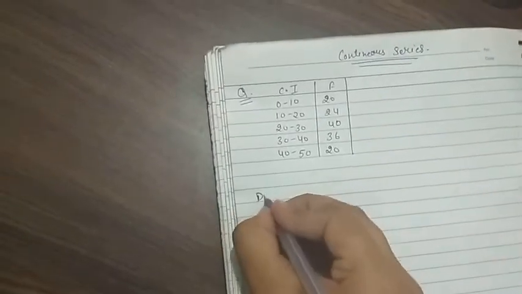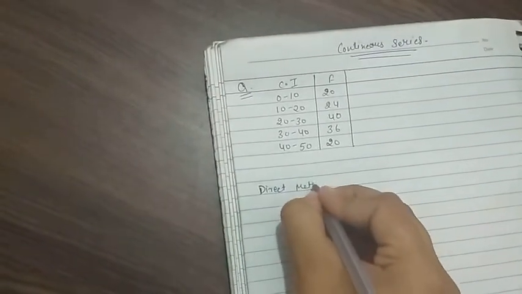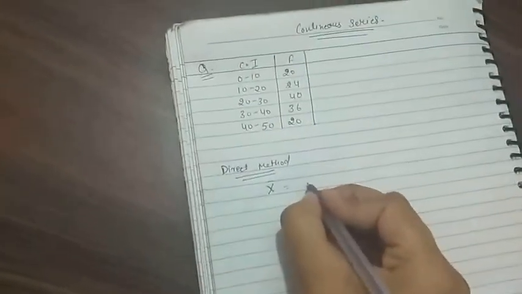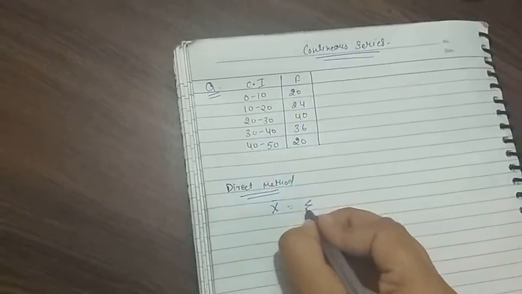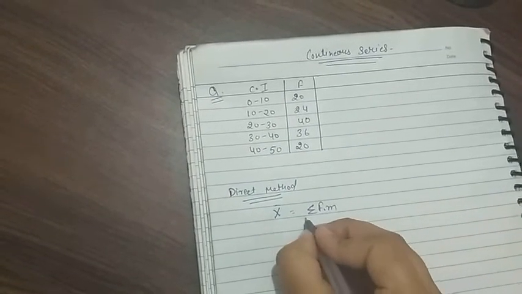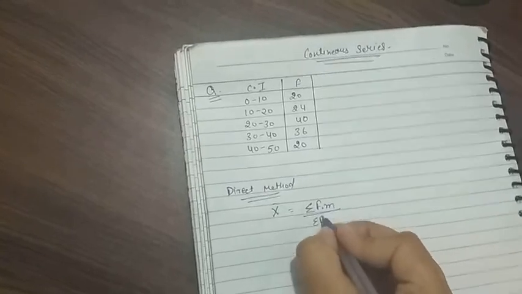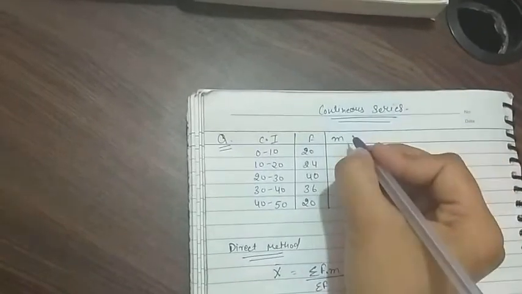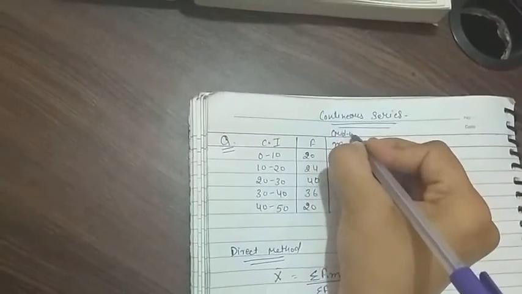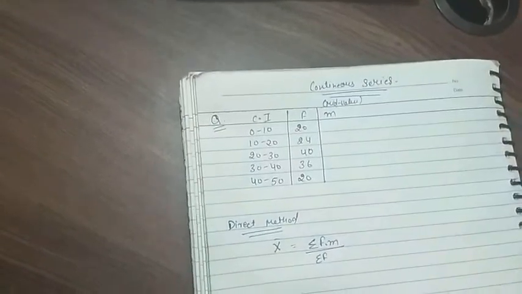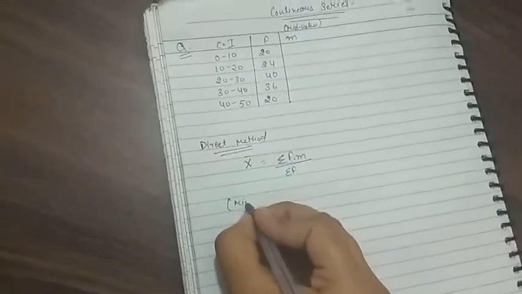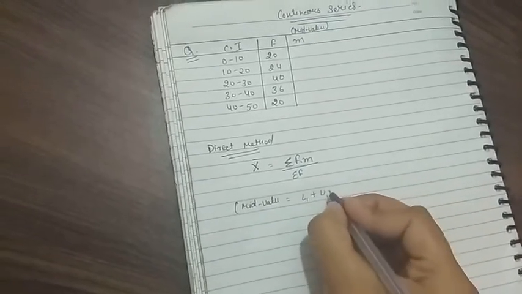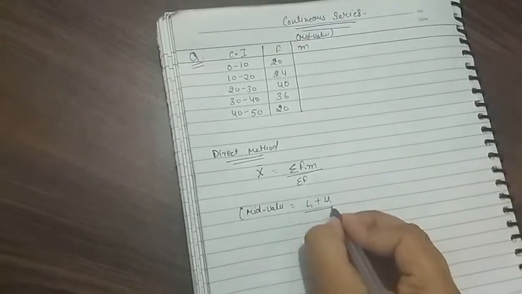Let's start with the direct method. Direct method is sum of f into m upon n, and that means sum of frequency. So first of all we have to find the m. M is a mid value. And how do we find the mid value? Lower limit plus upper limit divided by 2.